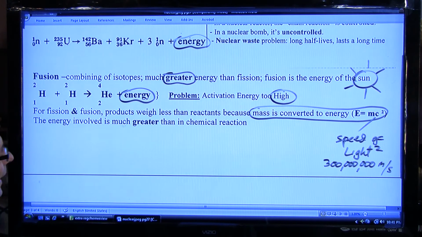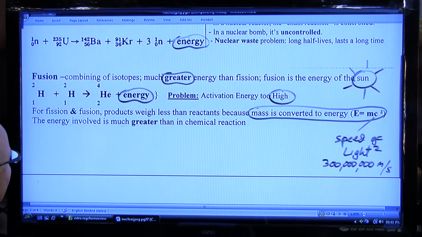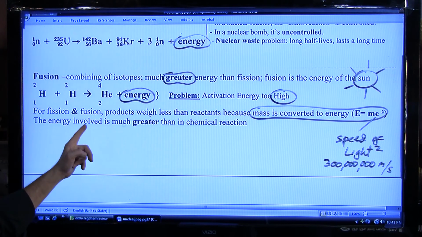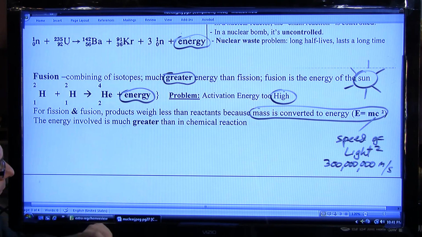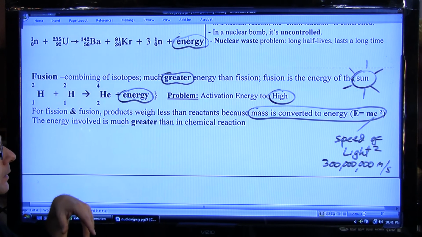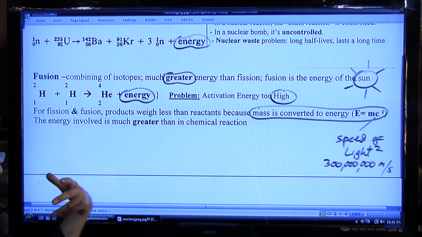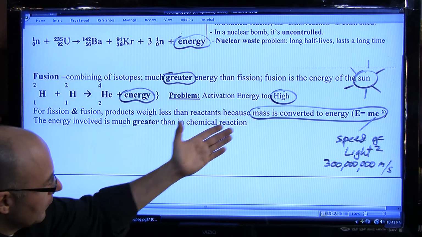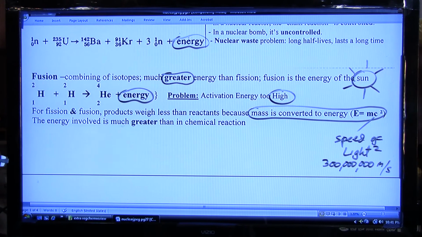All right, and if you compare nuclear reactions to chemical reactions, the energy involved in the nuclear reactions is much greater, because the energy involved in a chemical reaction is due to a difference in potential energies. So chemical reactions are not a result of a mass to energy conversion, it's just a difference in potential energy. So nuclear reactions are much more energetic.